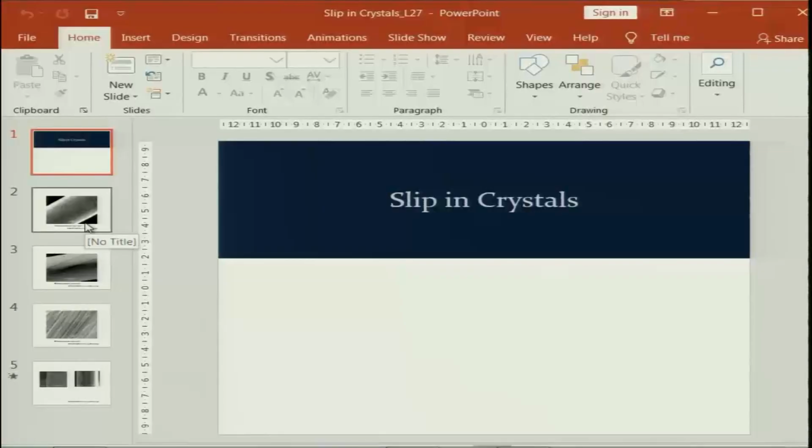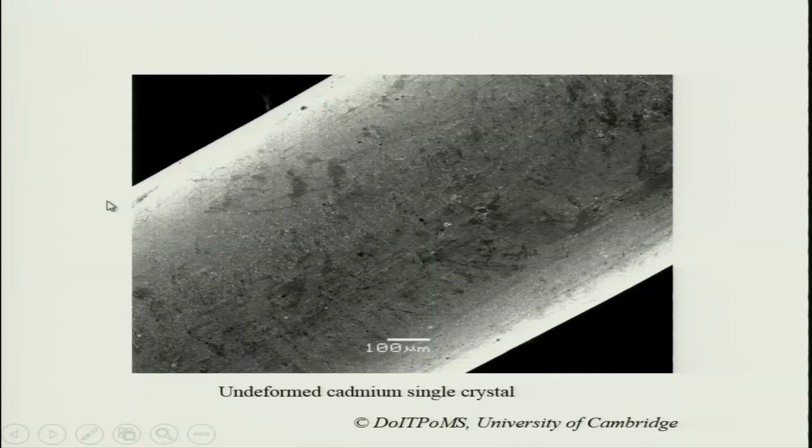These are certain photographs which have been taken from doitpoms.ac.uk, the University of Cambridge website, where there is a whole module which you can look at. If you look at this crystal, this is a cadmium crystal. This is the undeformed crystal when looked at under the scanning electron microscope at certain resolutions. You can see that this scale bar is 100 micron, so this whole thing would be about 15 times of this, like a 1.5 mm thin wire.